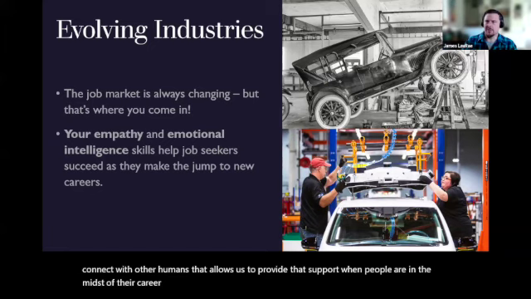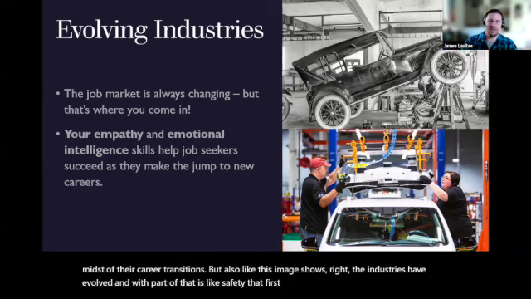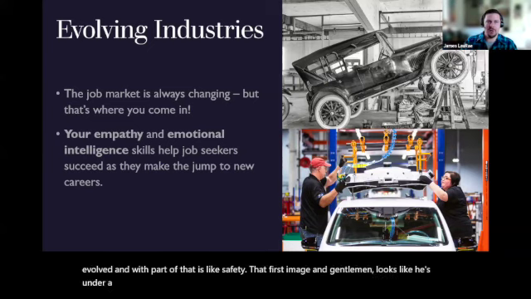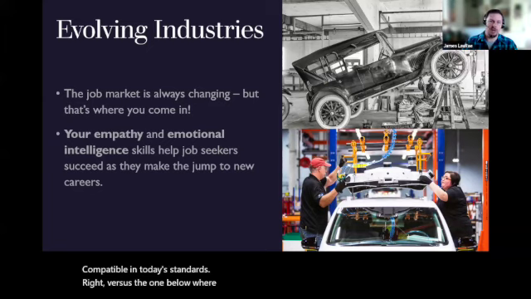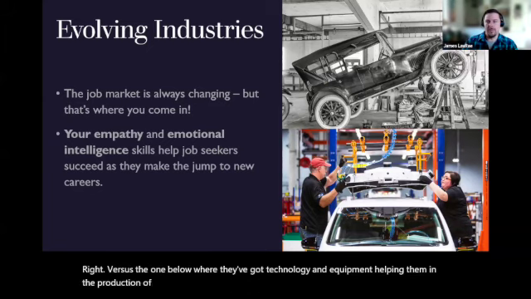But also, like this image shows, right? The industries have evolved, and part of that is safety. That first image, the gentleman looks like he's under a car that's propped up on a sawhorse. Probably not OSHA compatible by today's standards, right? Versus the one below where they've got technology and equipment helping them in the production of those vehicles.